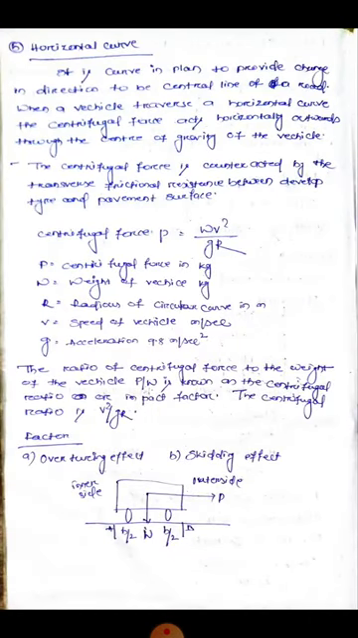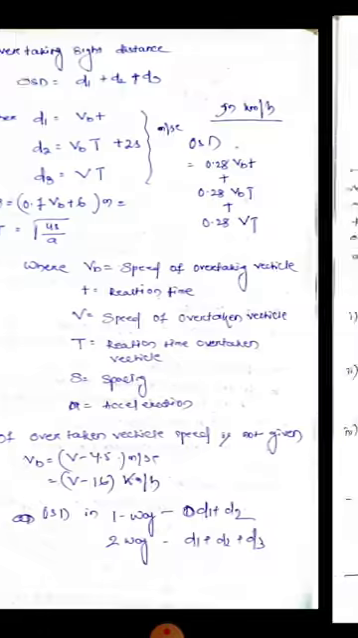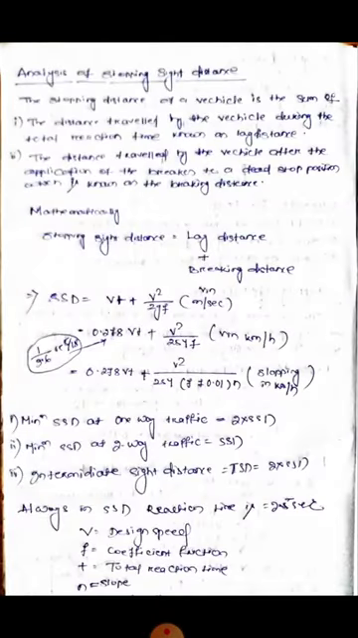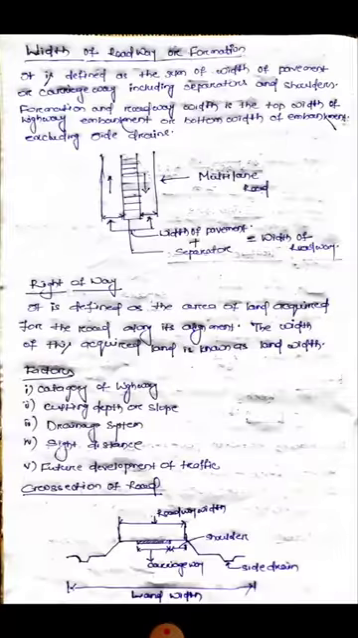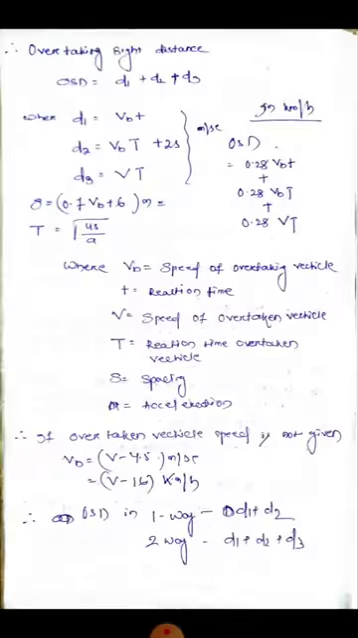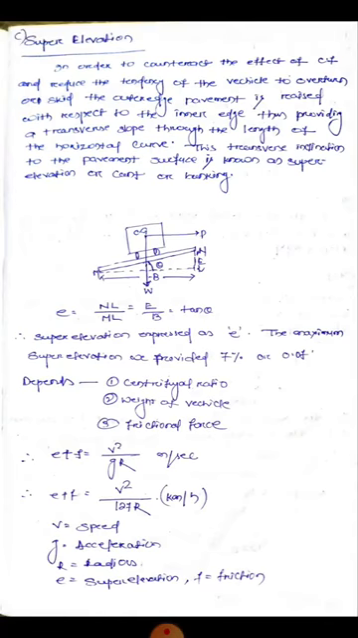So today we discussed the super elevation. In the previous chapter we discussed the horizontal curve and design of horizontal alignment, overtaking sight distance, intermediate sight distance, and the characteristics of roadway. That is all about highway geometry design. In the next class we will study the design of super elevation and some problems. Thank you.